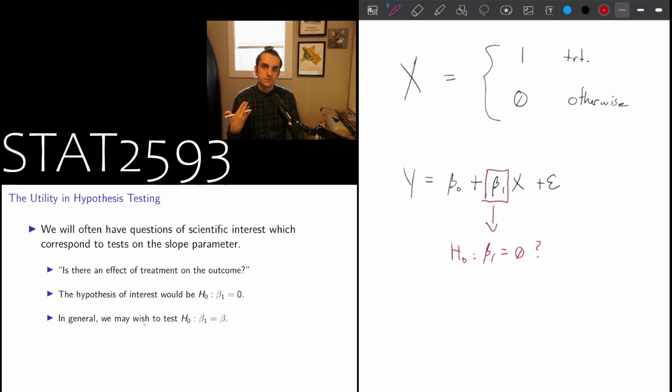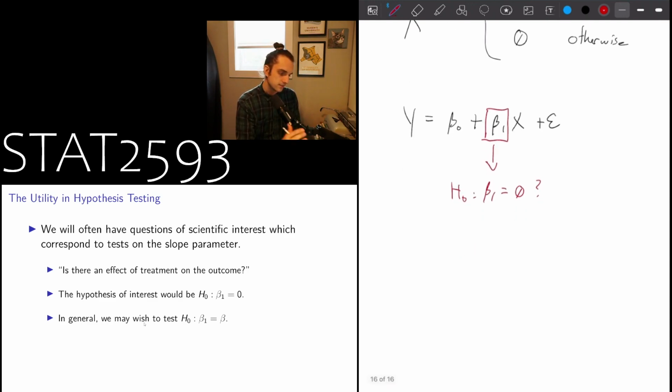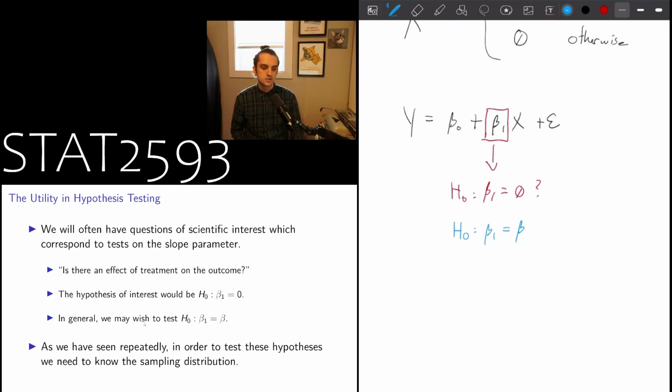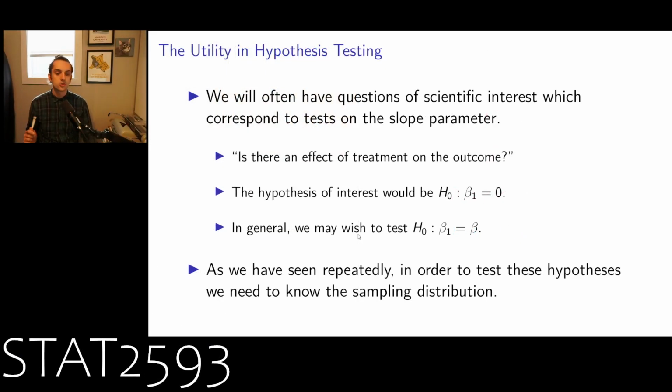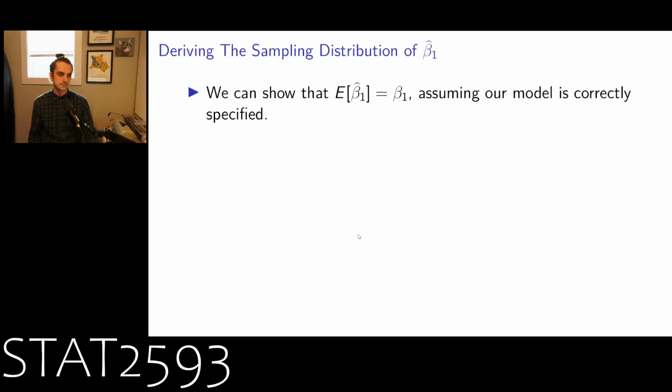In general, the full situation we might care about is the null hypothesis being beta 1 equals some beta. And this could be, is the effect size at least this large, for instance? But beta 1 equals 0 is going to be a very common test, and it's essentially the test of, is x linearly related to y? As we've seen repeatedly, in order to test hypotheses, what we need to do is first work out what the sampling distribution is.